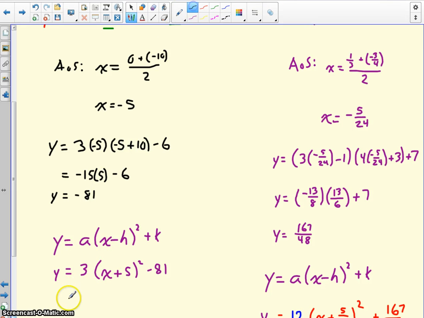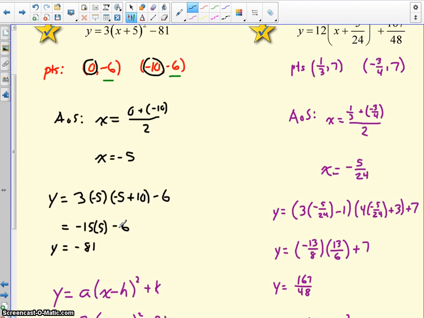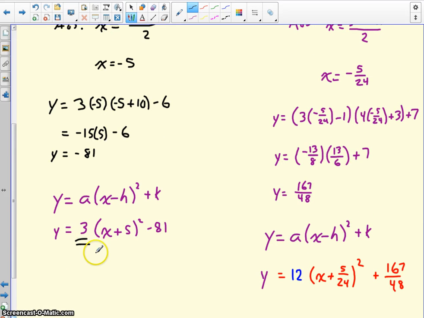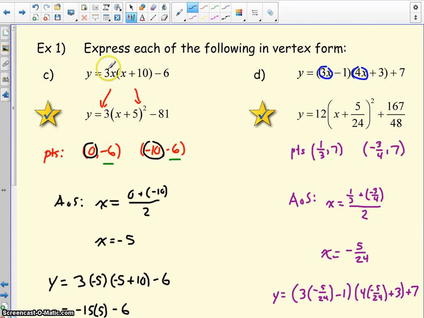Now, the a value of 3 here didn't come from nowhere, so I could do one of two things. I could sub in a point, either (0, -6) or (-10, -6), sub that in for x and y, and solve for the a value to be 3. Or I could look at the original equation right here and try to put it into standard form. If I wanted to quickly put this in standard form, I would have 3x times (x plus 10) minus 6. But if I'm just looking for the a value, the coefficient of x squared, I would just do 3x times x, which is 3x squared.